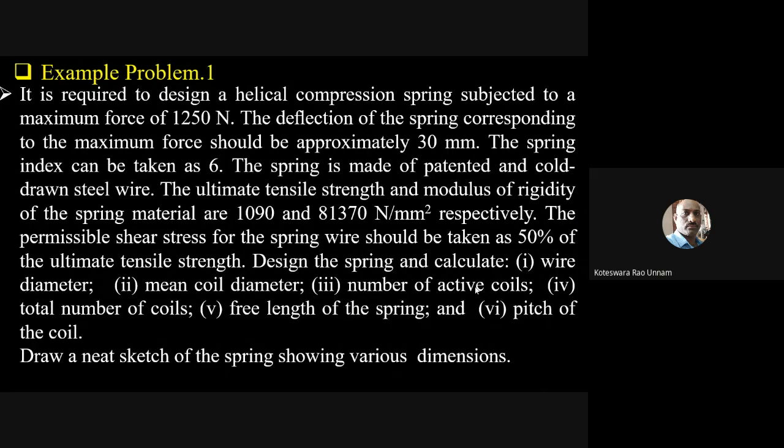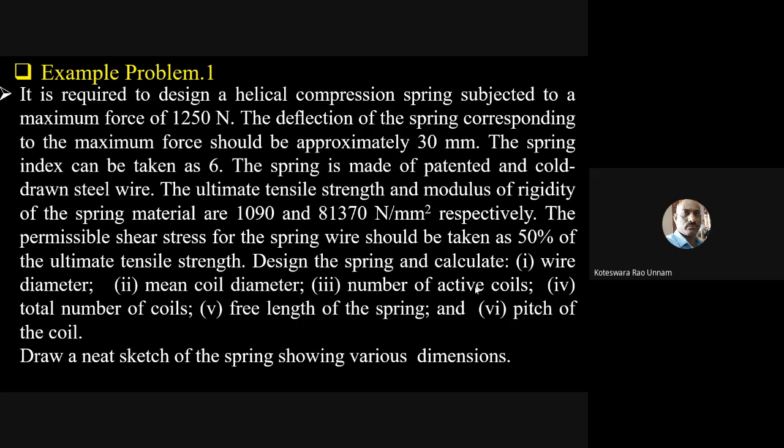First thing is you need to look into the problem whether that maximum load and deflection are given or not. Once maximum load and deflection are given or identified, then you can use the stress equations to determine the diameter of the wire as well as the mean coil diameter. Then you can use the deflection equation to determine the number of active coils.